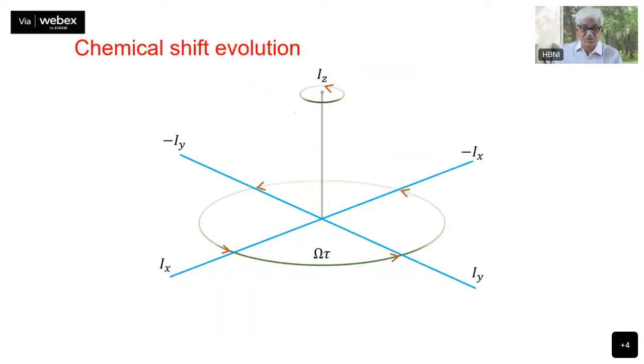Okay. So now this is the summary. I'm repeating this once more. All the things are put together here. The chemical shift term, this is the chemical shift evolution. The Hamiltonian is put along the Z axis. This is the Hamiltonian, the Z axis.